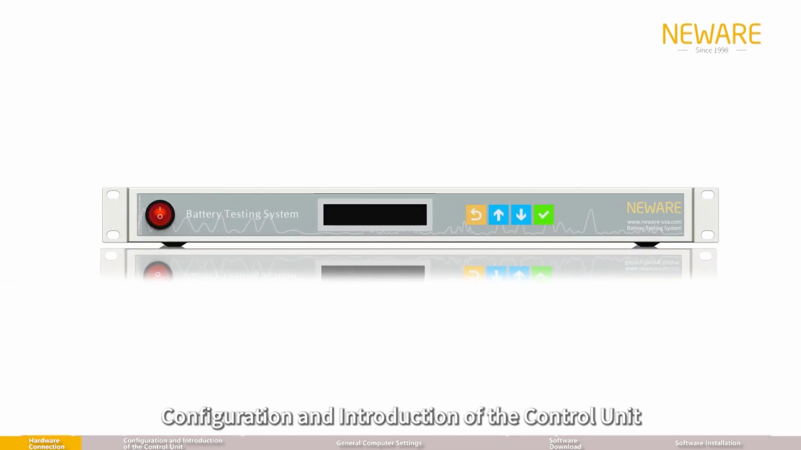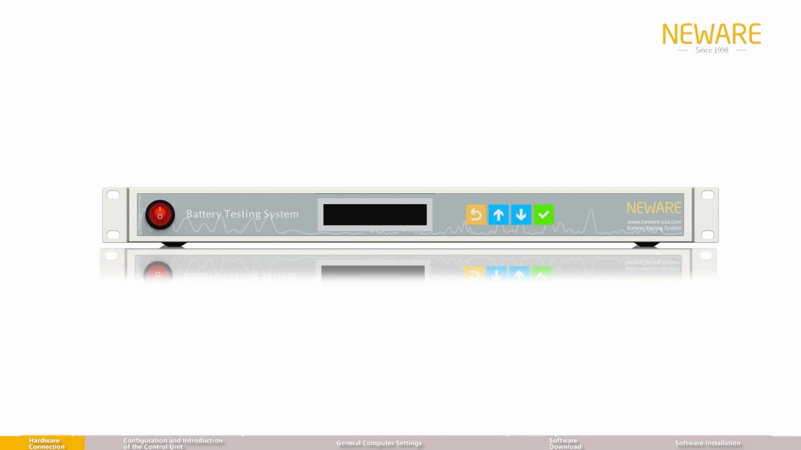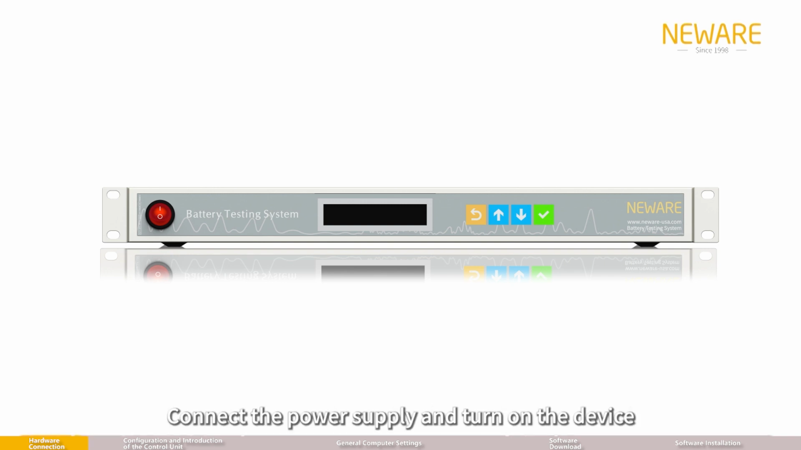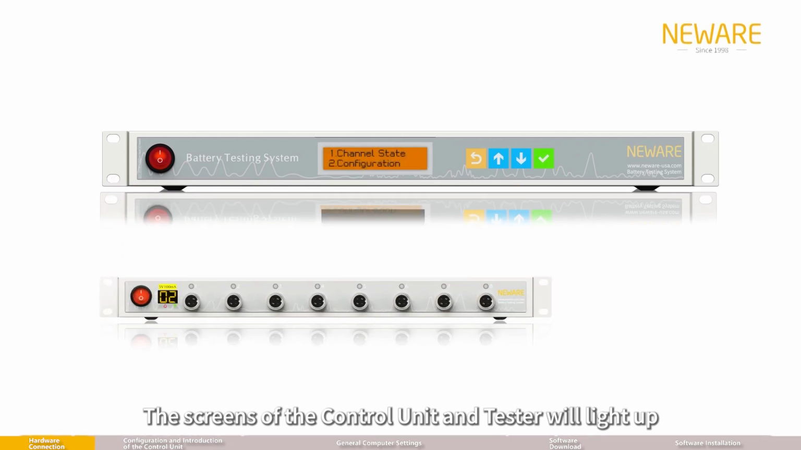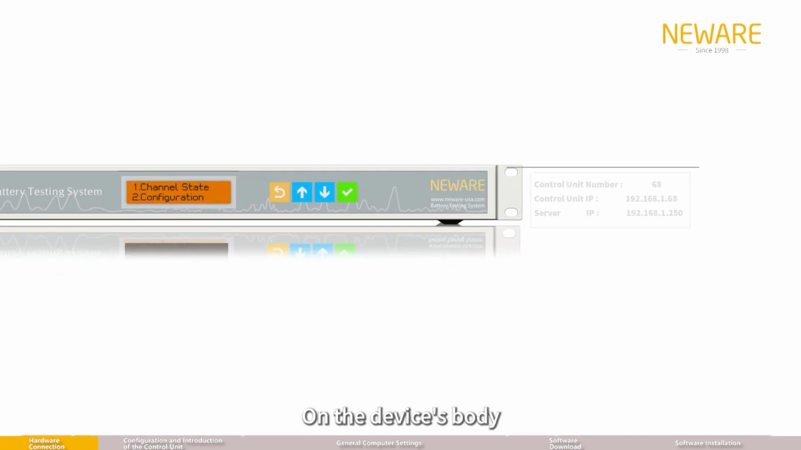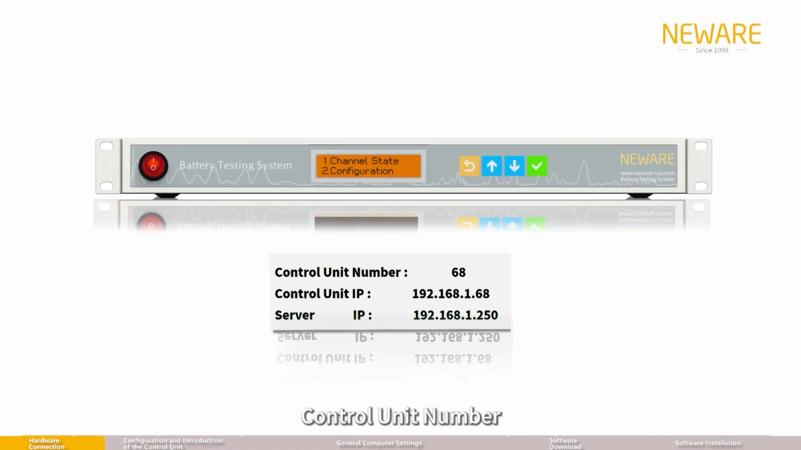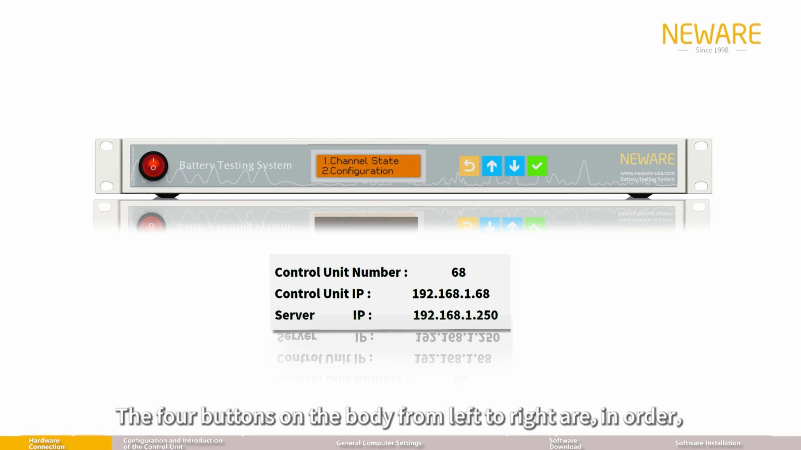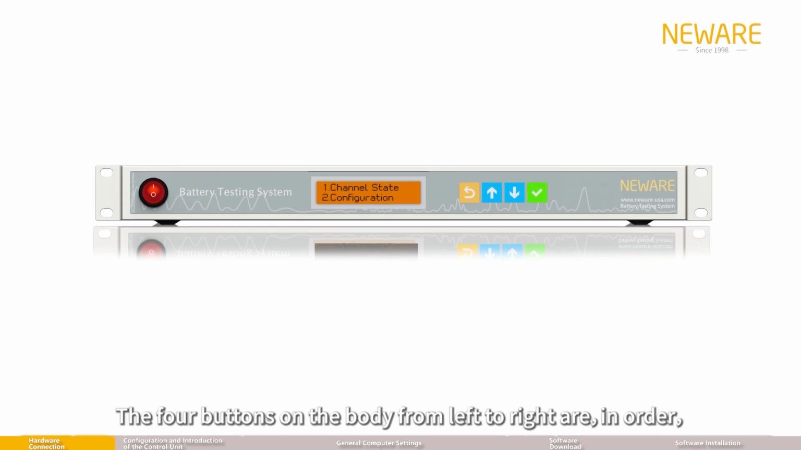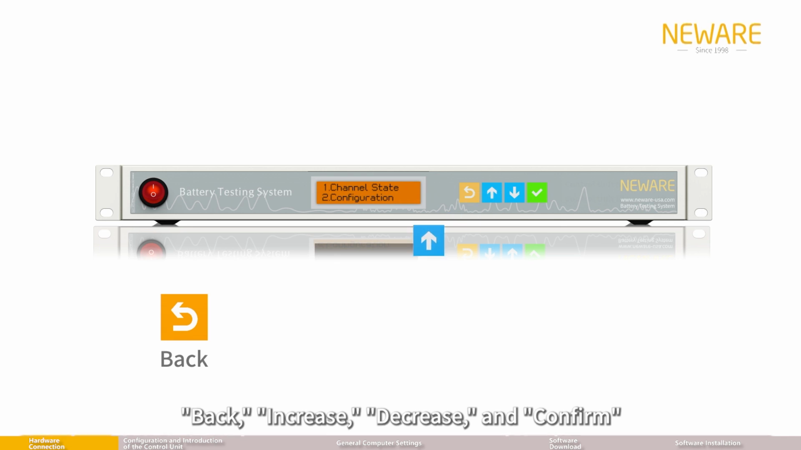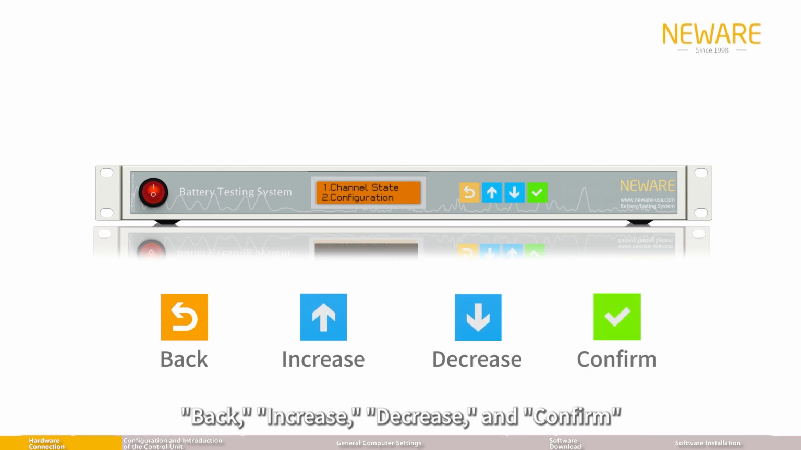Configuration and introduction of the control unit. Connect the power supply and turn on the device. The screens of the control unit and tester will light up. On the device's body, you can find the following information on the label: control unit number, control unit IP, and server IP. The 4 buttons on the body from left to right are, in order: back, increase, decrease, and confirm.